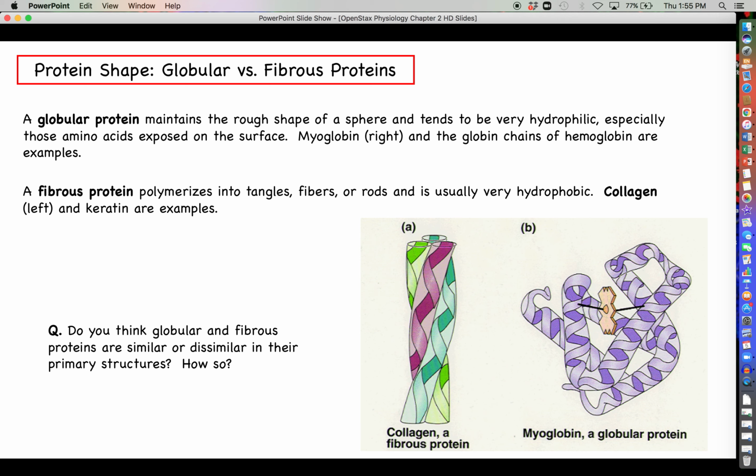So what do you think? Do you think globular and fibrous proteins are similar or dissimilar in their primary structures? And if they are or if they are not, why would that be? Why would one protein be very hydrophobic and another not be?